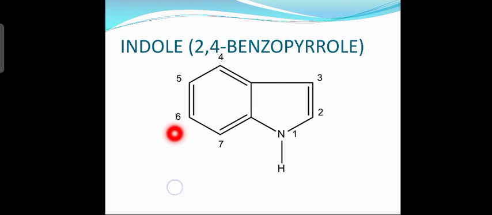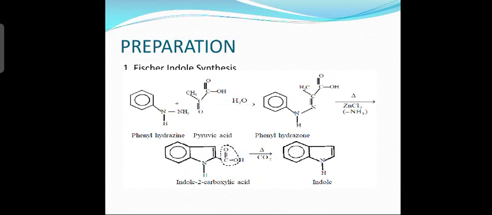Now next let us say indole. Indole has one benzene ring and one pentagon with an NH group. Now what are the methods of preparation? Fischer-indole synthesis. This is one of the important methods of synthesis. Now how is indole synthesized in the Fischer-indole synthesis?